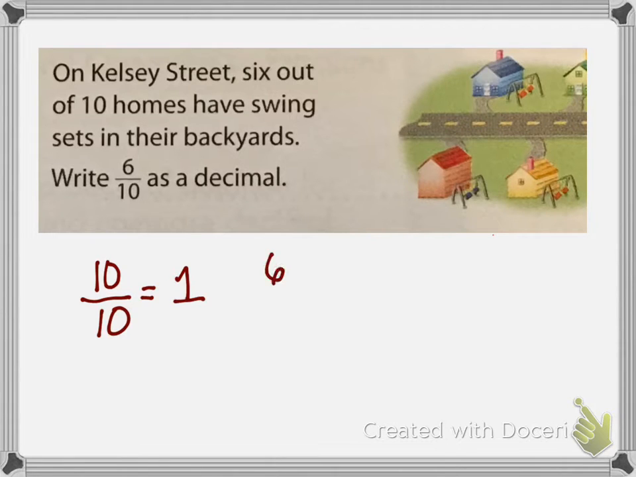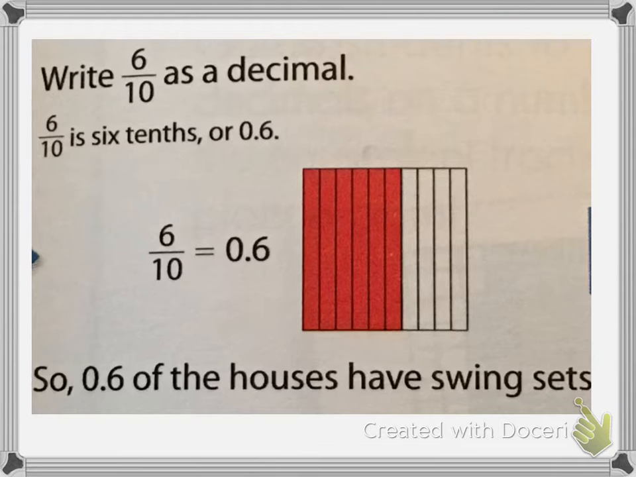Now in Kelsey Street, not everybody had swing sets. Only 6 out of the 10. So not everyone had a swing set in their backyard. Only 6 homes out of the 10 homes had swing sets. So we're used to seeing that as a fraction, 6/10. But now we have to create this as a decimal. 6/10, or 0.6, is how many houses have swings.